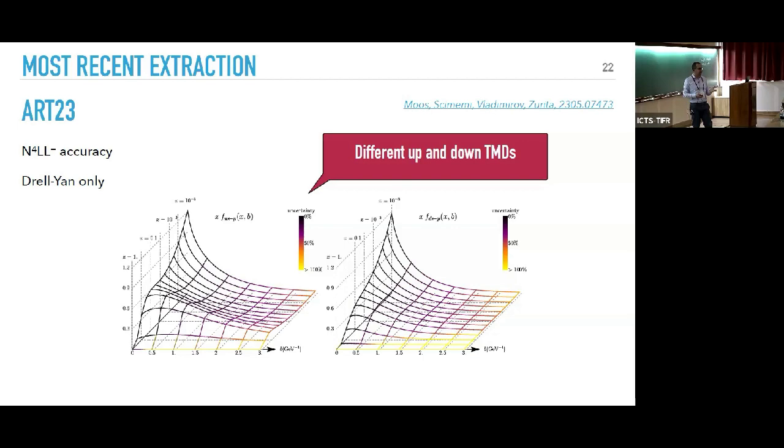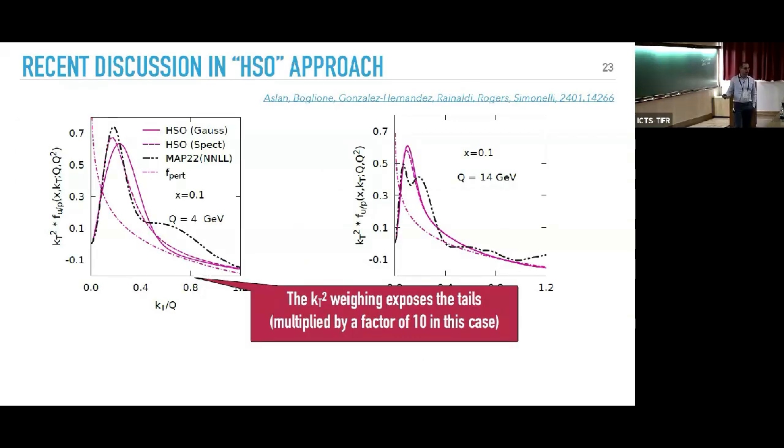So this is also a very recent paper that came out and discusses the choice of functional form and several details in the implementation of the extraction. These plots show the TMD multiplied by kT squared. Because of this extra factor, the tails of the TMDs are strongly enhanced, maybe too enhanced, because here they are really very small in absolute value. At large transverse momentum the TMD is very small. If you multiply by kT squared, of course, you enhance it.